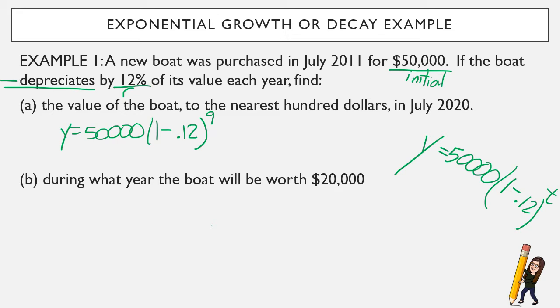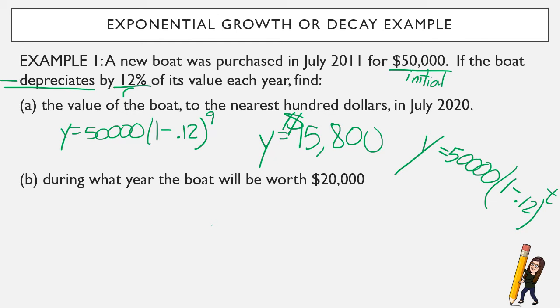So rounding is important. In my calculator, I'm going to do 1 minus 0.12 equals, and then I'm going to take that to the 9th power, and then I'm going to multiply that by 50,000. If you're not using a scientific calculator, you'll want to work from the inside out. So if we round to the nearest $100, I have $15,800. Make sure you label and round correctly.